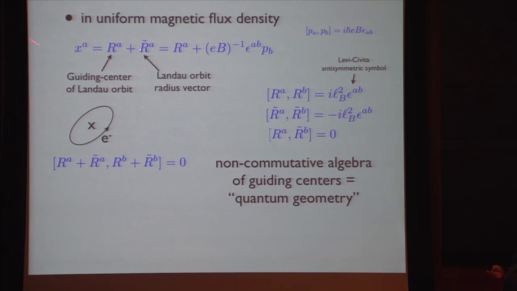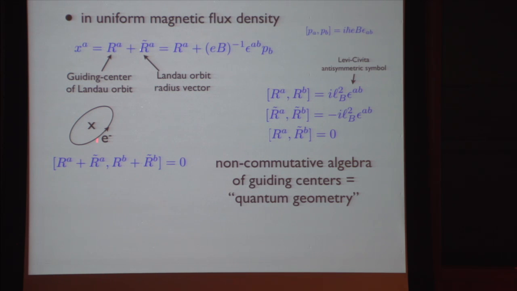So in a uniform magnetic flux density, there's this well-known decomposition of the coordinate of the electron into the sum of the displacement from the origin to the guiding center of the orbit plus the Landau radius vector of the orbit. So these two objects commute with each other. But individually, they have this non-commutative algebra. I think it's a Heisenberg algebra. But they have equal and opposite signs on the right-hand side.